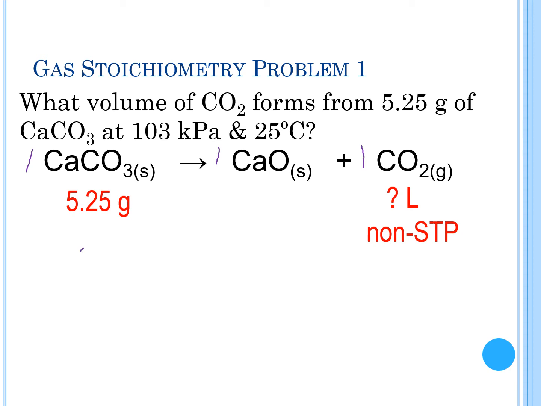I'm going to go from grams of calcium carbonate to moles of calcium carbonate using my mole map to moles of CO2. And once I have moles of CO2, that will equal N, and I can plug that into my ideal gas law. So if you want to pause the video here and try and solve it yourself, I have the answer on the next slide. So I just want to give you a moment if you want to pause and try it yourself.